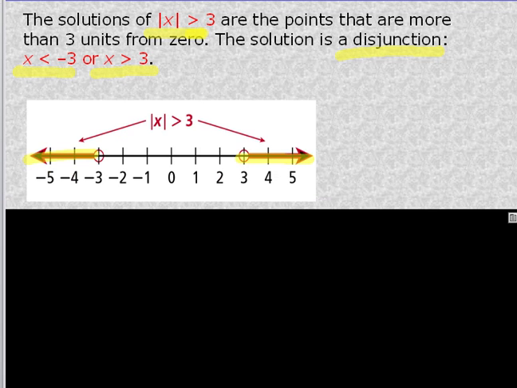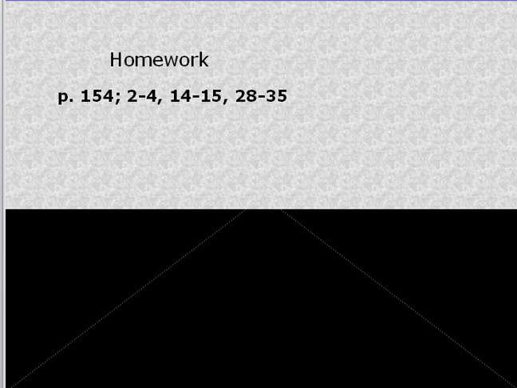So the last thing we're going to cover today: absolute value of x greater than is a disjunction, which means it's an or. We're going to get into more complicated inequalities tomorrow, but that wraps up this lesson. This is the homework. Bring any questions to class.